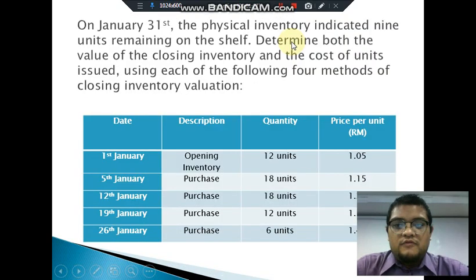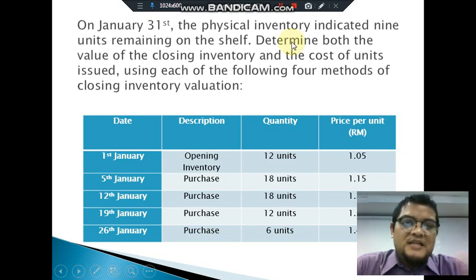This is an example of a question. On January 31st, the physical inventory indicated 9 units remaining on the shelf. So remember, there are 9 units on the shelf. Maybe 9 cans of tuna, 9 cans of tomato, 9 bottles of olive oil, whatever. Determine both the value of the closing inventory and the cost of units issued using the following 4 methods of closing inventory valuation.